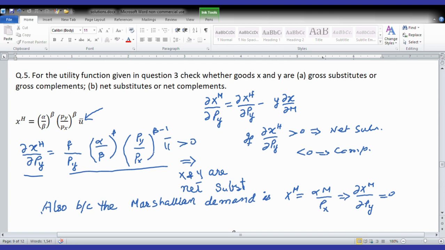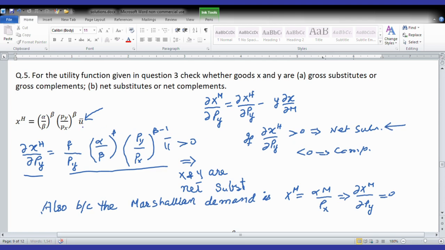And because this derivative is greater than 0, this means that when the price of Y increases, consumption of good X increases, so good X is a net substitute. The derivative is greater than 0, so we have a net substitute. So remember, how will you be doing that?